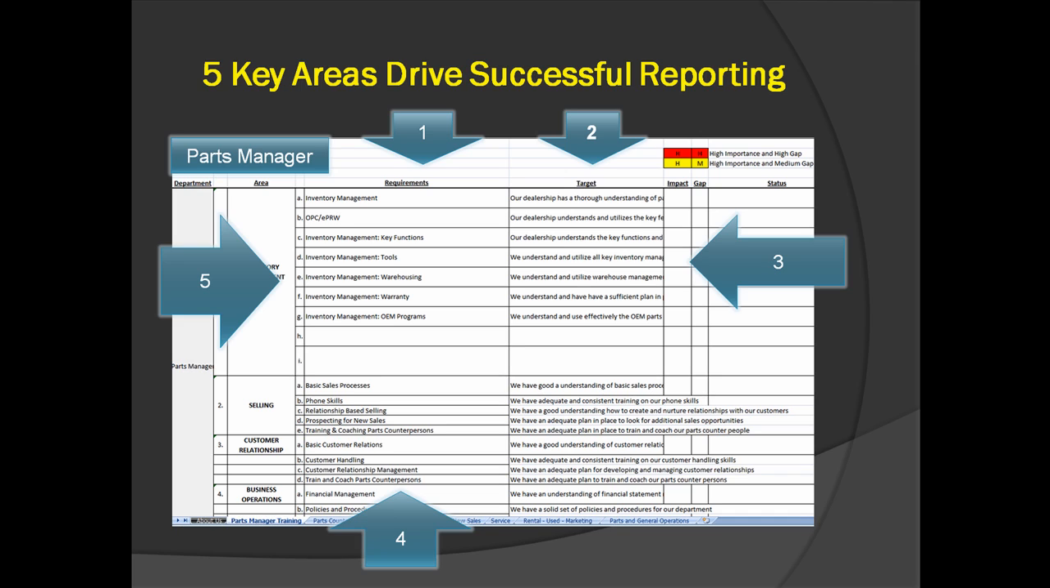But there are 5 key areas that drive successful reporting. Understanding clearly, based on the requirements and the department, having a target question and a certain gap or ranking system, and then having the learning curriculum clearly identified down here, all of which is exported into the online tool, and then lastly circling back around to make sure that each department is pulling in all the right requirements to score it correctly.